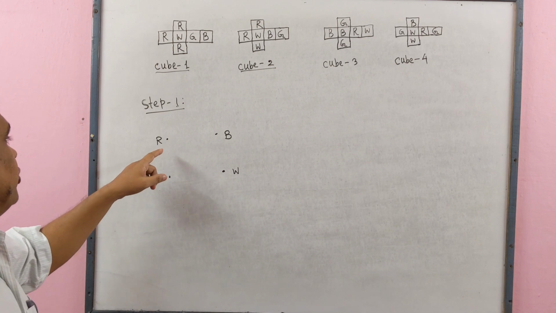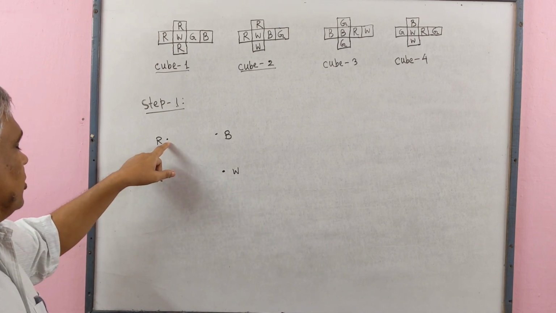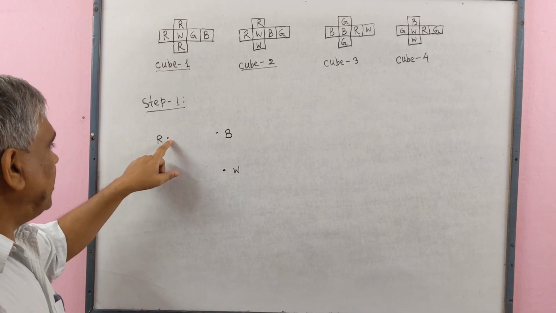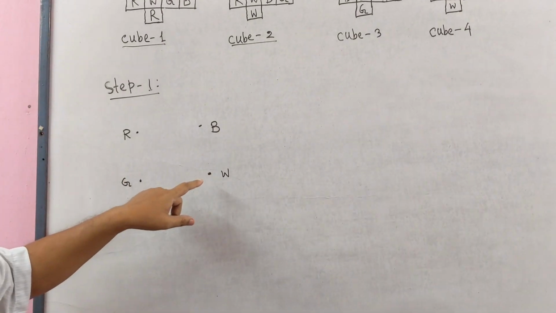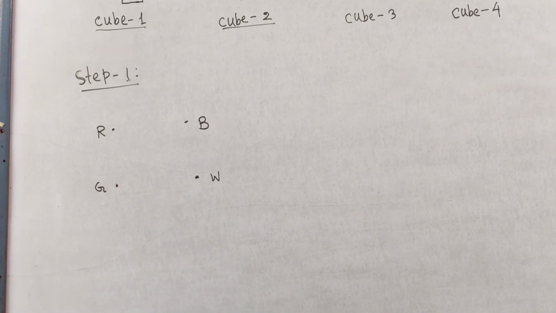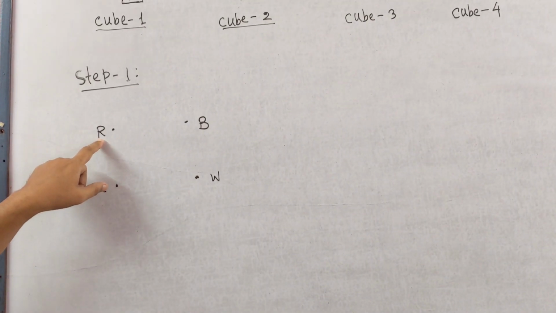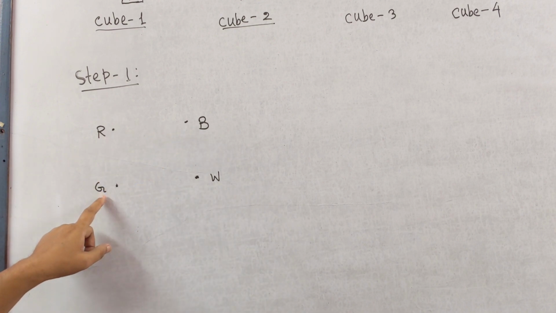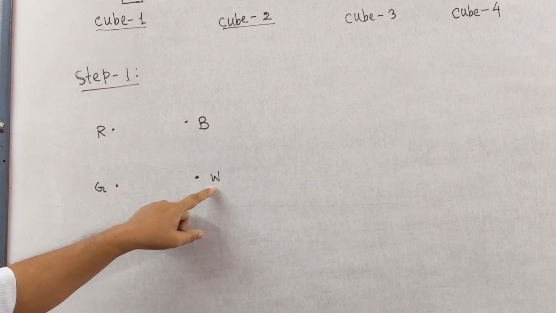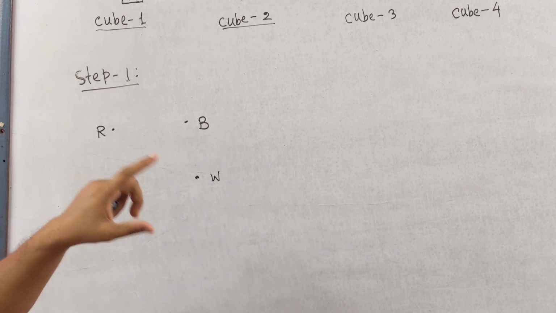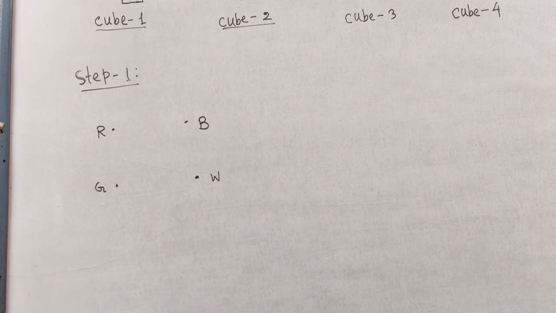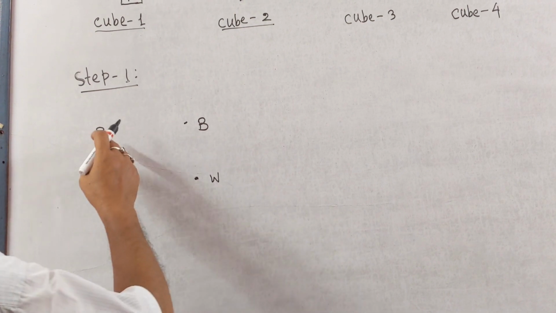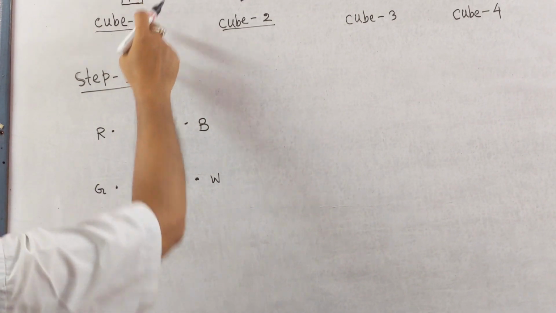Here we have 4 vertices with 4 colors R, B, G, W. R means red color, B means blue color, G means green color, and W means white color. We have only 4 colors. Now we draw the graph for the first cube.